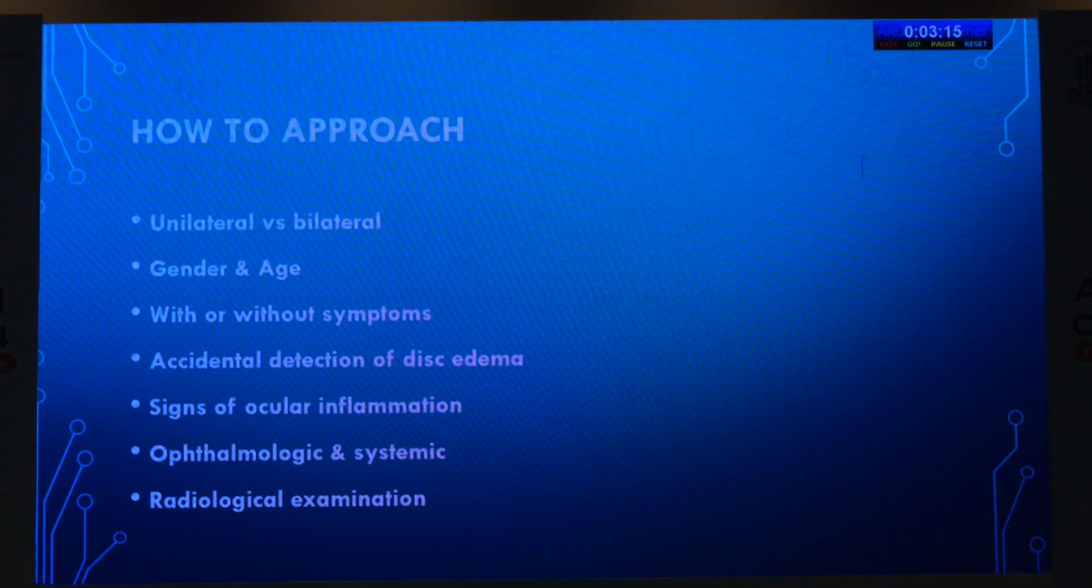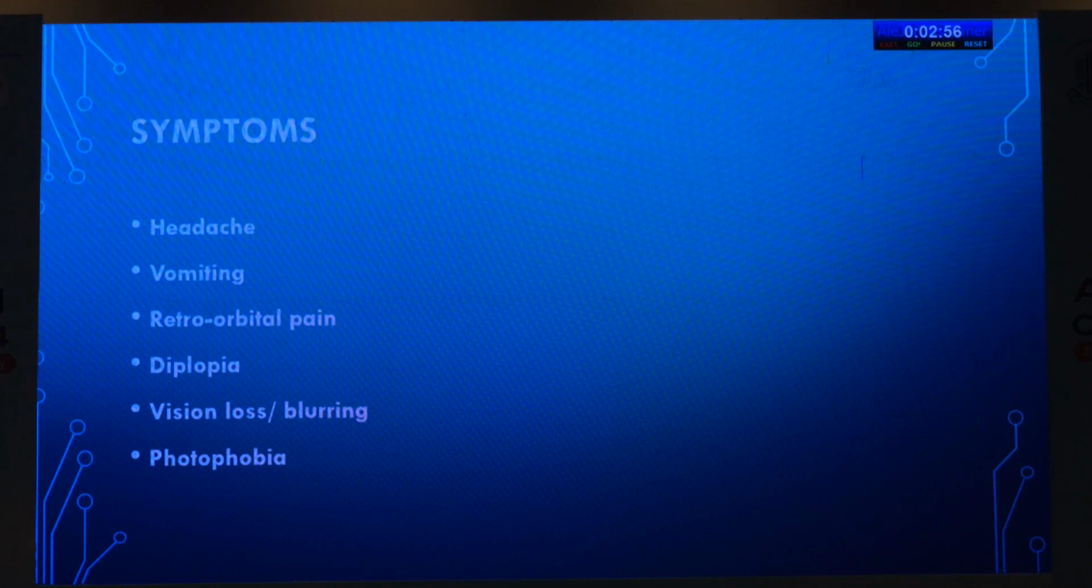Then comes the radiological examination. Once we have clinically established partially whether this is a true or pseudo disc edema, and whether it is unilateral or bilateral, we can clinically point out what it may be, and accordingly advise radiological or further investigations. As we discussed with our previous speakers, the most common symptoms are headache, vomiting and retroorbital pain.